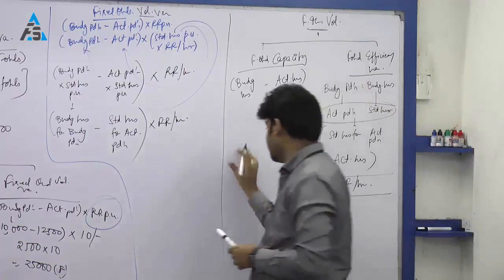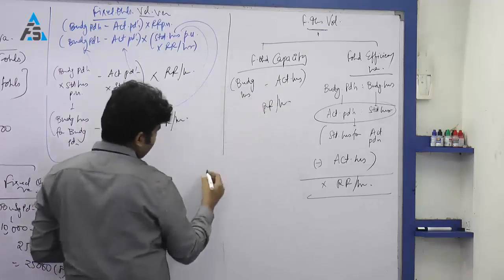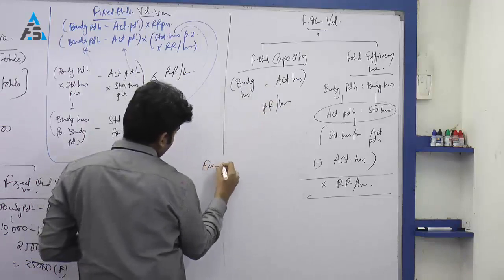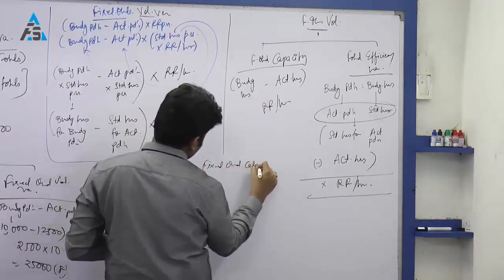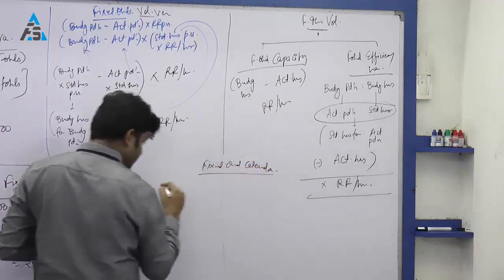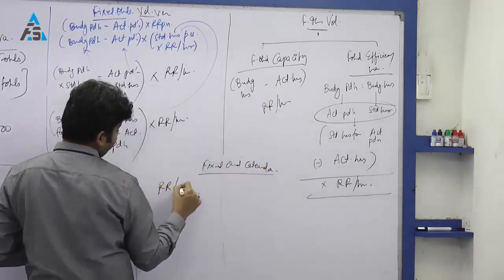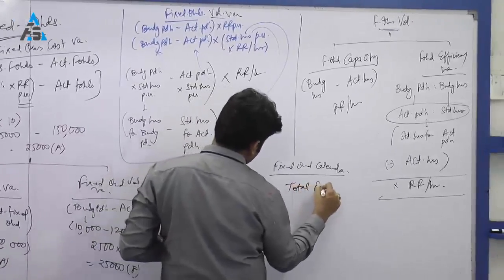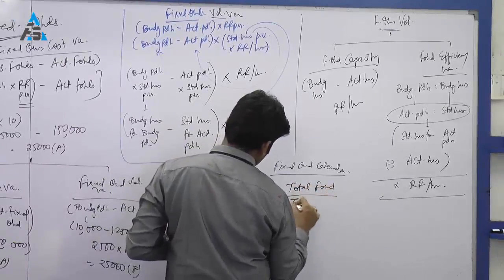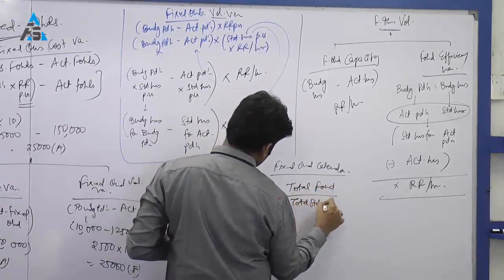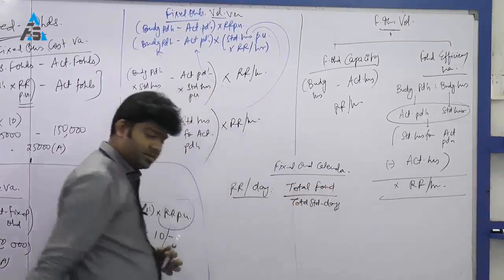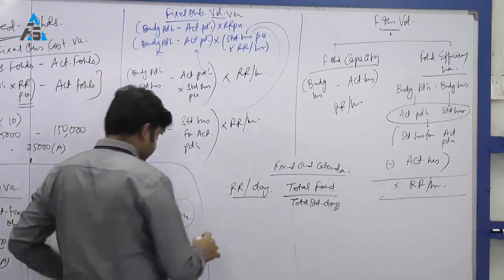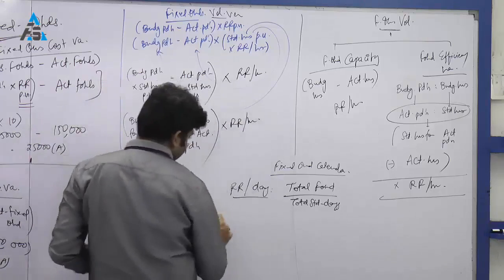Then last in line is fixed overhead calendar variance, which again breaks here, but we are not getting into those details, so we'll just write down fixed overhead calendar variance. All you have to do is just find out recovery rate per day. How do you do that? Total fixed overhead divided by total standard days. Always remember, recovery rate is calculated for standard only by default for all, for hours, for units, everywhere.